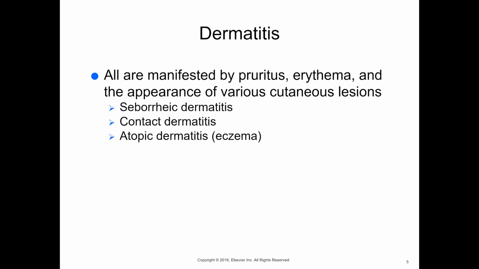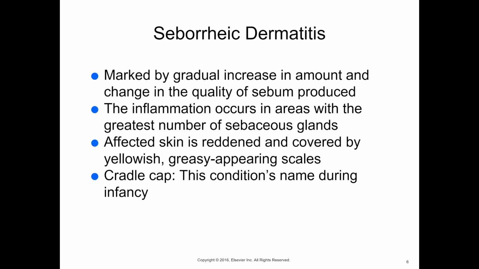So, first condition, dermatitis. This is a generic inflammation of the skin. There's many different forms, many different causes, but the main thing is that you're going to see pruritus, erythema, and various different types of cutaneous-based lesions. So, seborrheic dermatitis. This is one of the most common skin disorders and is inflammation of your sebaceous glands. Remember, sebaceous glands secrete sebum, which is the substance that makes skin oily. These are realistically located all throughout the body, but they are in large numbers on the scalp, face, around the nose, ears, and in the middle of the chest.